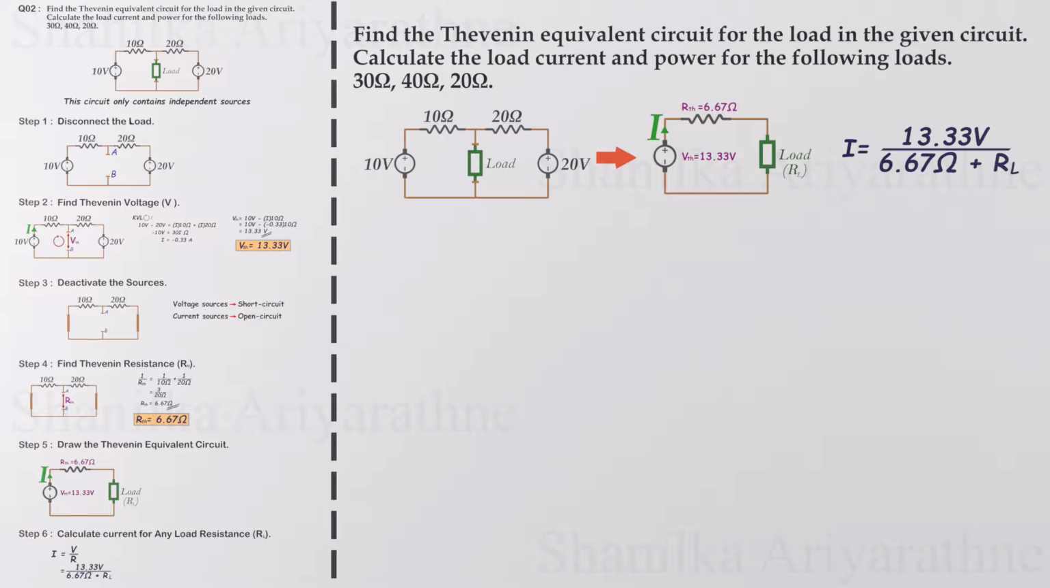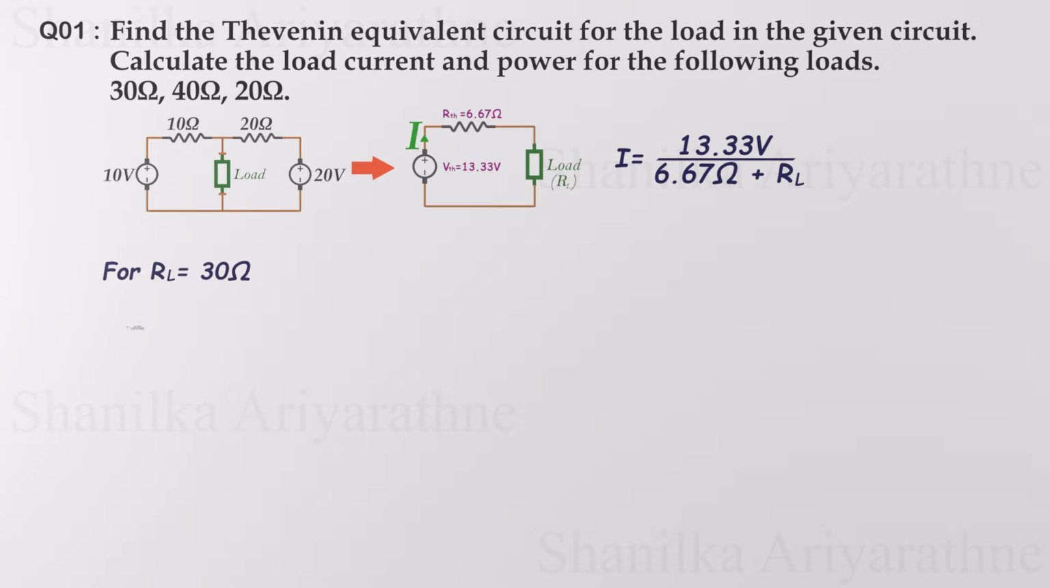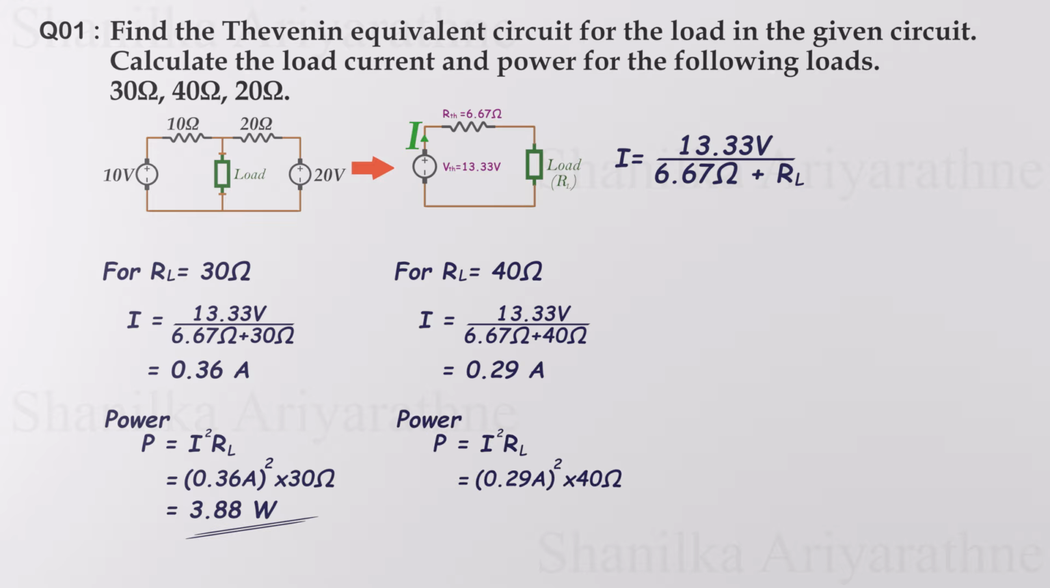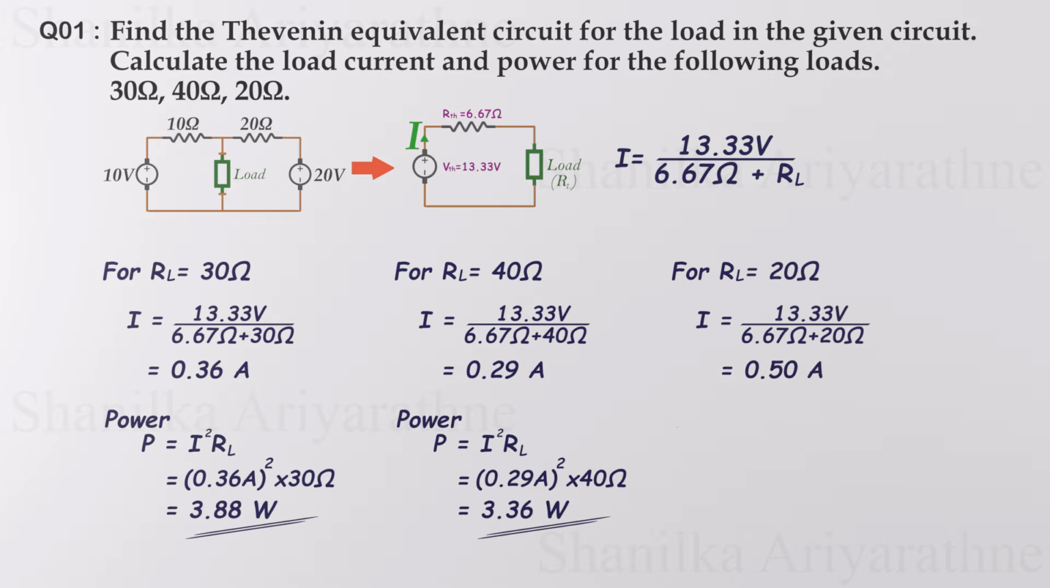Let's calculate the power for each load. For 30-ohm load, the load current is 0.36 amps. The load power is 3.88 watt. For 40-ohm load, the load current is 0.29 amps. The load power is 3.36 watt. For 20-ohm load, the load current is 0.5 amps. The load power is 5 watts.